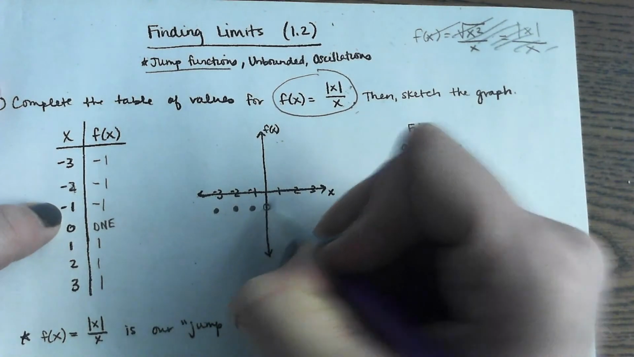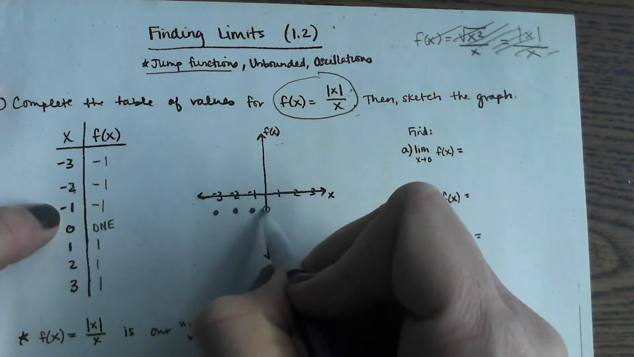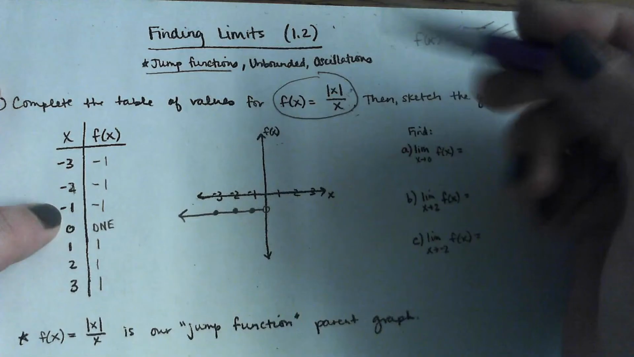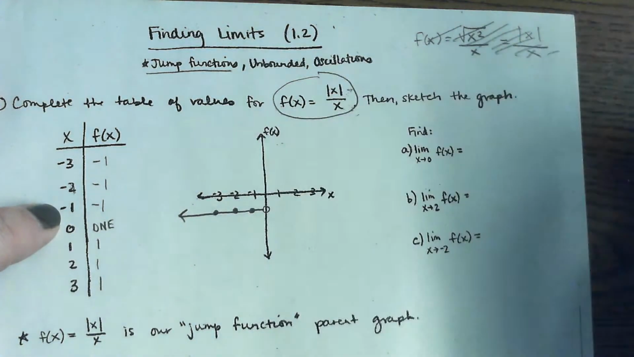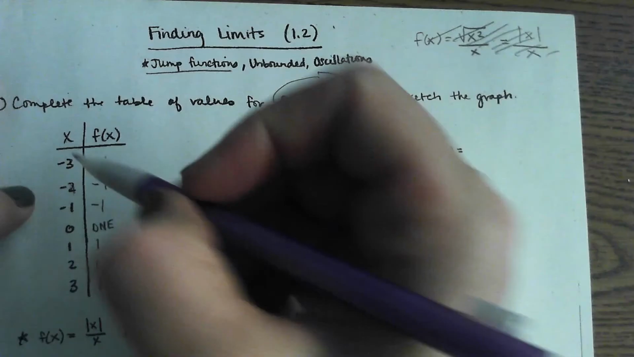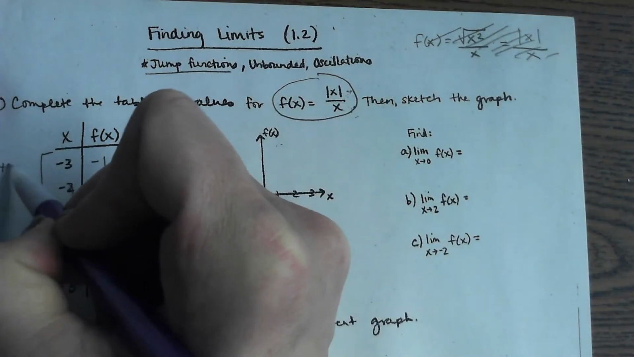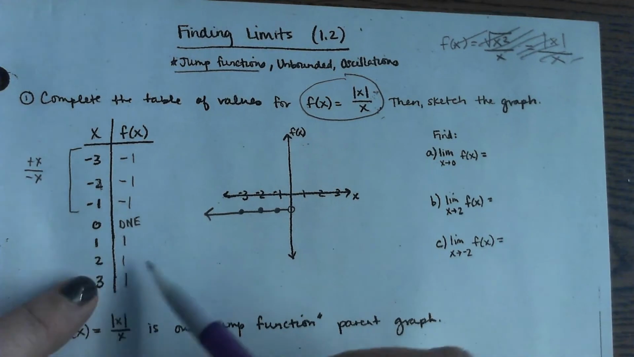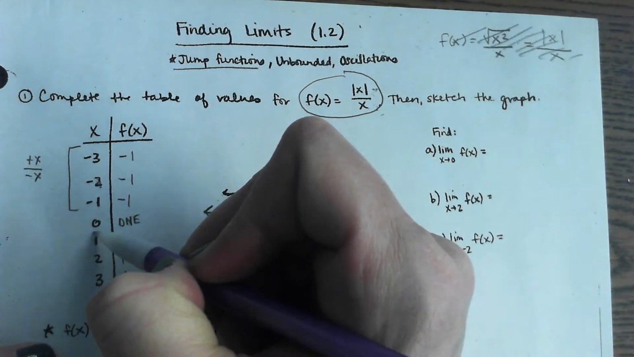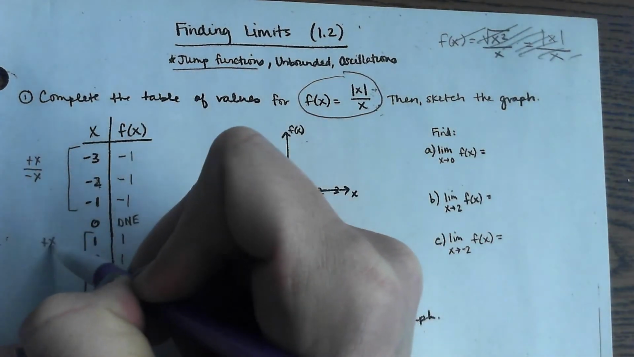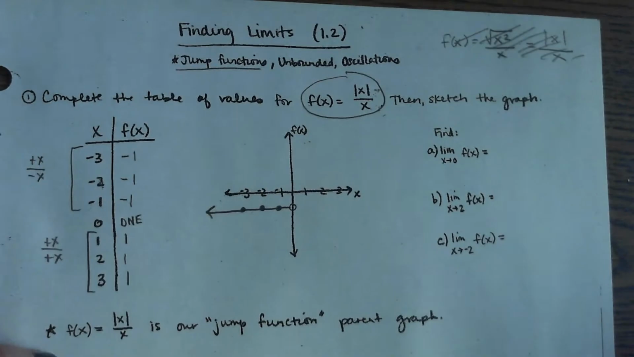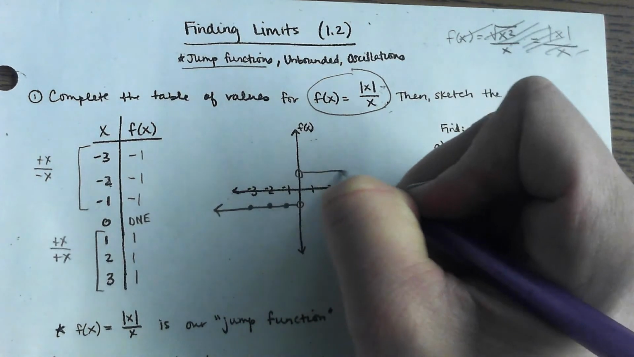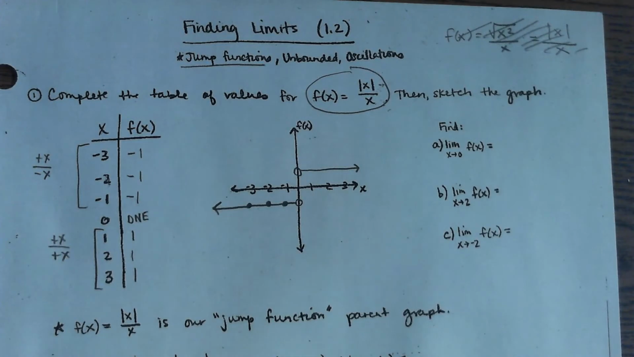So not at 0, that'll be an open circle, but everywhere up until 0 will be a positive x over a negative x, which is -1. This whole section is positive x over negative x. Versus once we get on the other side of 0, it's going to be a positive x over a positive x. And you'll always be +1 on that side. And that's the parent graph.